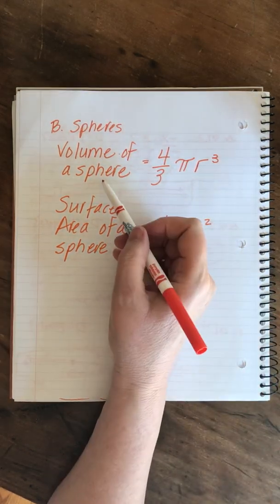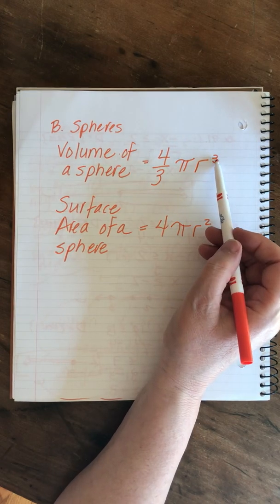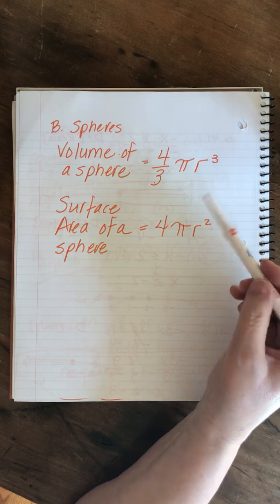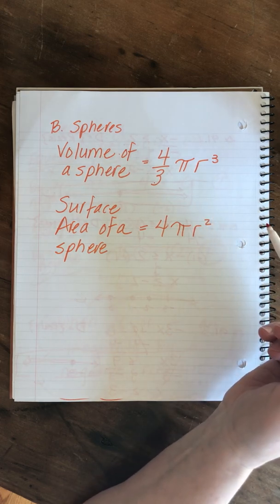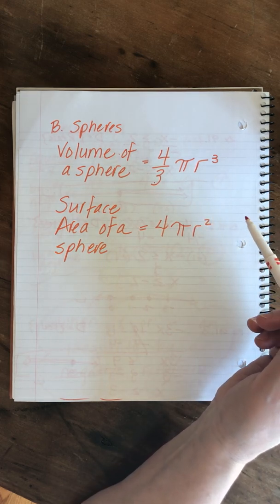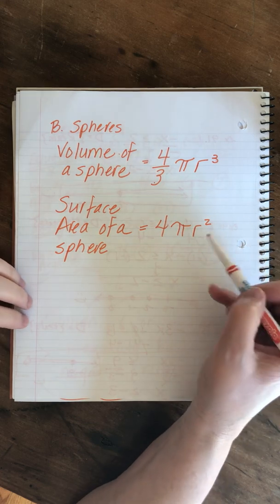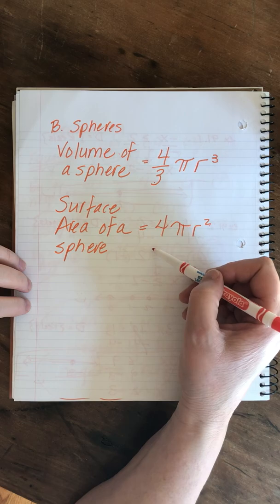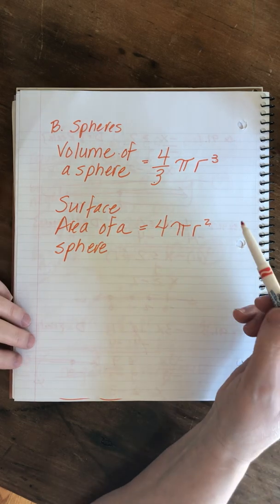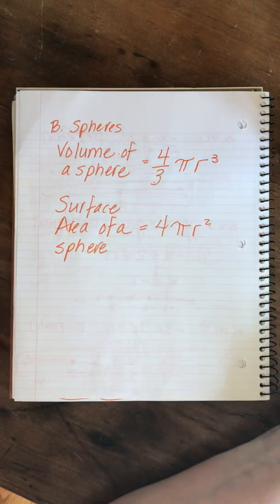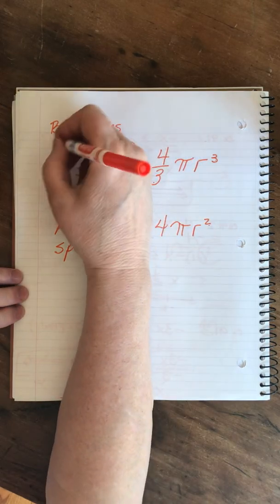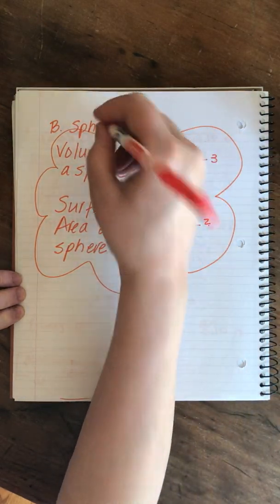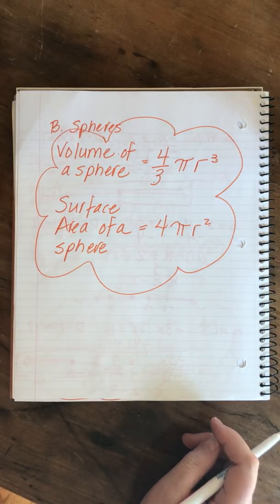Okay? Volume has 3 dimensions. The 3 here matches the 3 under there. Surface area is an area, so that's only squared. There's no 2 underneath. I don't know if that helps you, but the 3 and the 3 go together. All right? So these are our 2 fabulous formulas. We use them just the way we use any other formula.